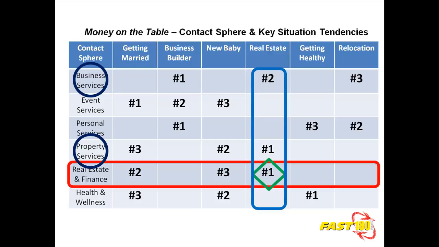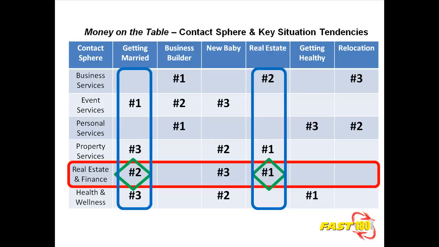Let's go now into the second key situation that works for real estate finance business categories, which is getting married. Now, as we pointed out in the prior webinar, getting married, the new baby key situation, the relocation key situation, all drive the real estate key situation. If that's the case, then wouldn't it make sense for real estate and finance business categories to actively network with other businesses that are dealing with people who are getting married?